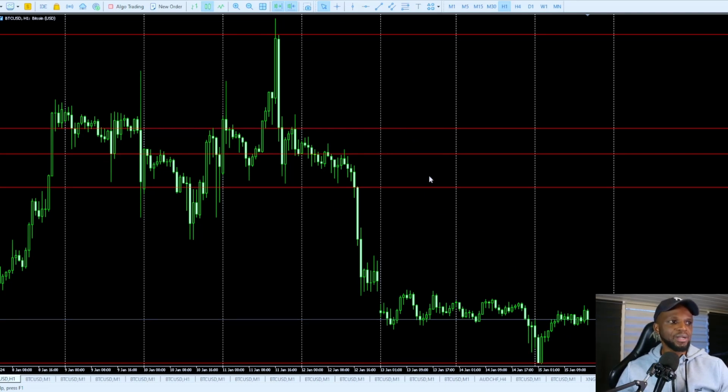Now, what has happened here? I entered one lot at the top here, entered one lot here, entered one lot here, and closed everything at the bottom here. That has given me a lot of profit because I normally would enter with just one lot at the top without entering these other 2 lots here.